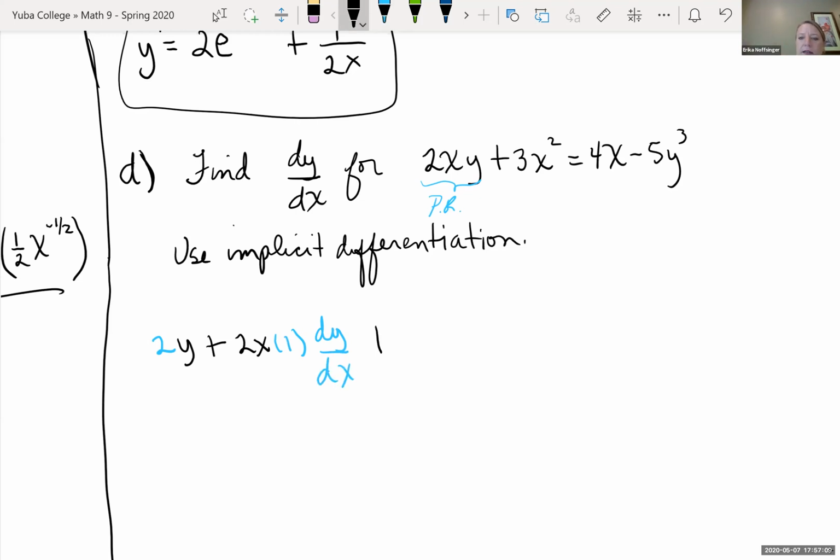Plus, so the derivative of 3x squared, that gives us 6x. It was in terms of x and not y, so we're okay. Equals, so derivative of the right-hand side, derivative of 4x is 4, minus, so derivative of 5y cubed, bring our power down front, we get 5 times 3 is 15, y, subtract 1 from my power, it's a y squared. I just took the derivative with respect to y, and so now I need to put on that dy dx.